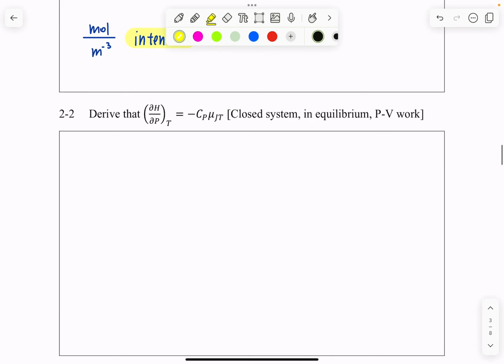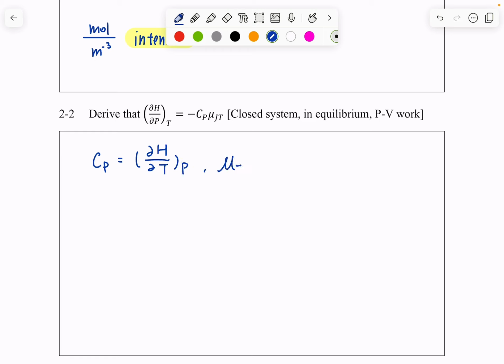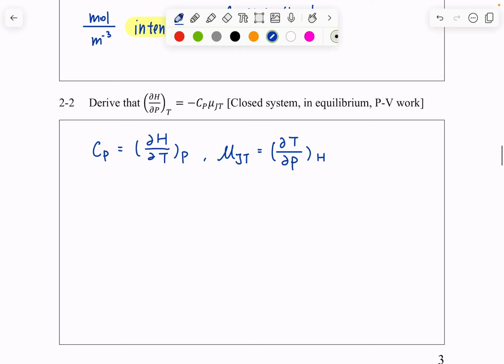All right, next one, derivation. This is exactly the same derivation we did in class. There are different ways to approach it, but we can just write out the definition of Cp and mu JT in a closed system with equilibrium PV work. We have Cp equals dH over dT at constant P, and mu JT, the Joule-Thomson coefficient, equals dT over dP at constant H.